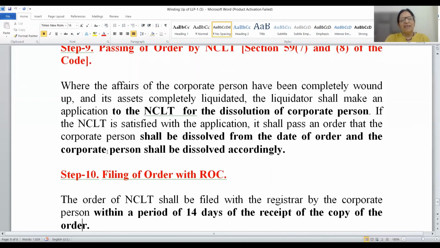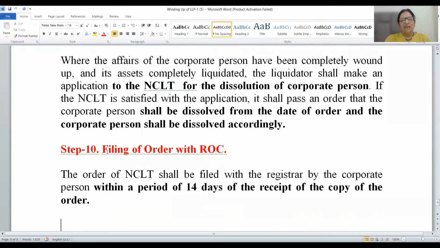The last step is, friends, filing of order with the ROC. ROC, you all know, stands for Registrar of Companies. The order of the NCLT shall be filed with the registrar by the corporate person within a period of 14 days from the receipt of the order or copy of the order. So whenever the liquidator has received this order, within a period of 14 days, the liquidator is required to submit this copy of the order with the registrar. This is all about the 10 steps which are required in the voluntary liquidation of LLP.